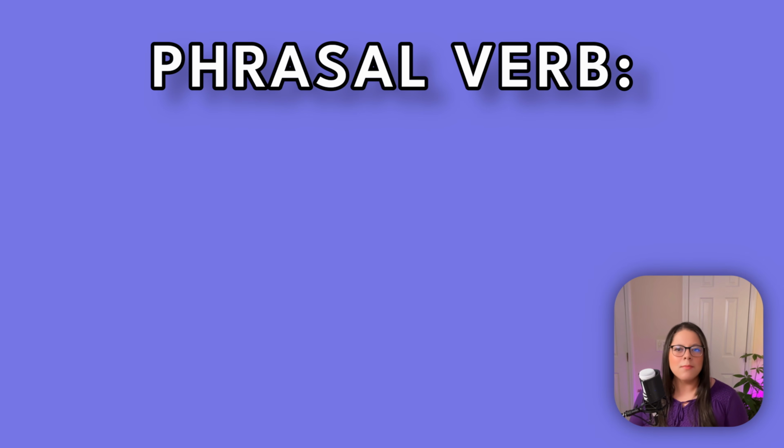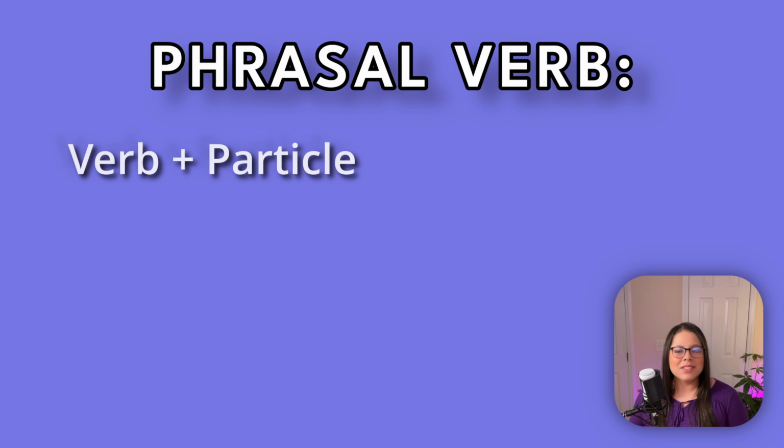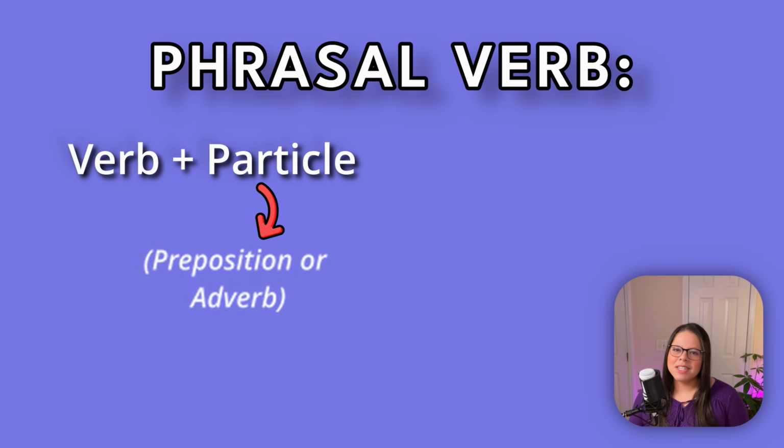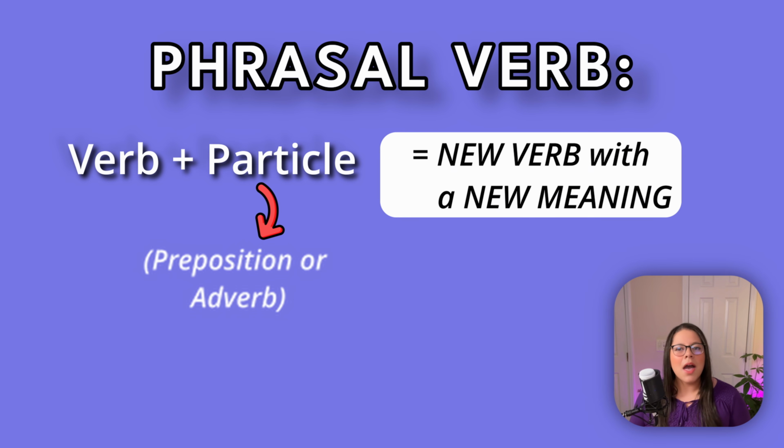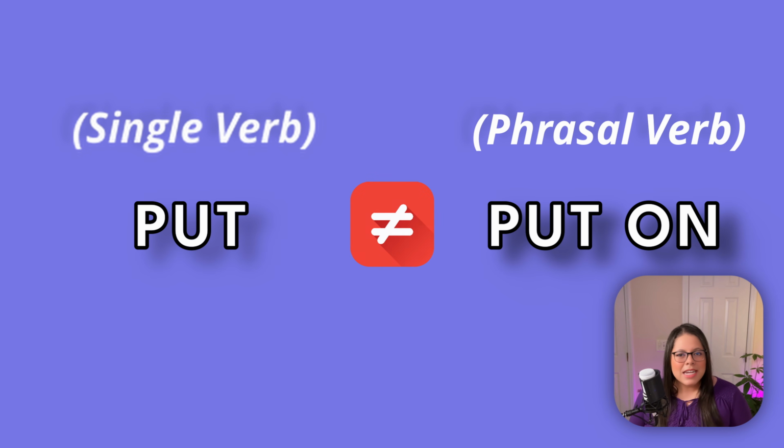Let's get started. A phrasal verb is a verb that is made of more than one word. The first word is a verb, and the word after the verb is called a particle. A particle can be a preposition or an adverb. Most phrasal verbs have only one particle, but sometimes a phrasal verb can have two particles. The important thing to remember is that the verb and the particle come together to create a new verb with a completely new meaning. For example, the verb put has a different meaning than the phrasal verb put on. We'll talk more about the meaning of this phrasal verb in a moment.